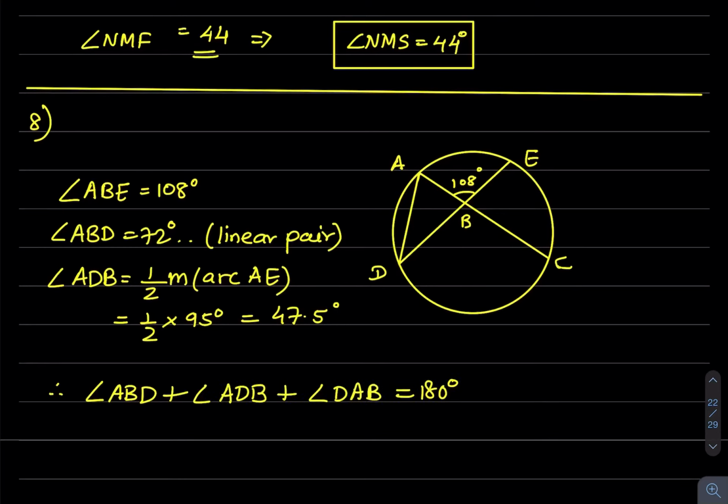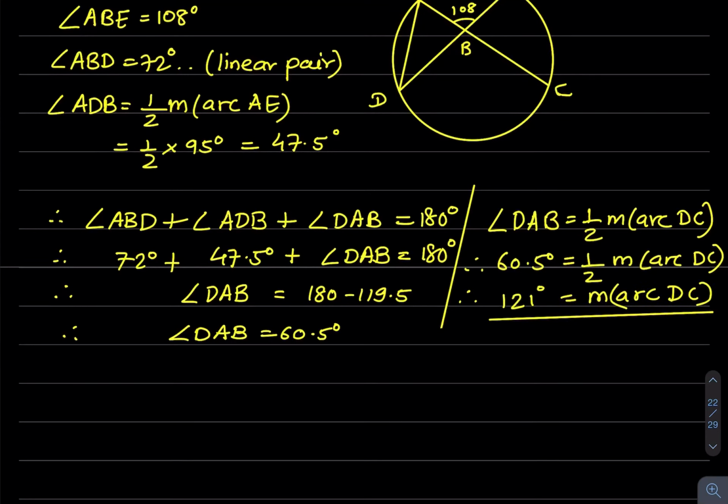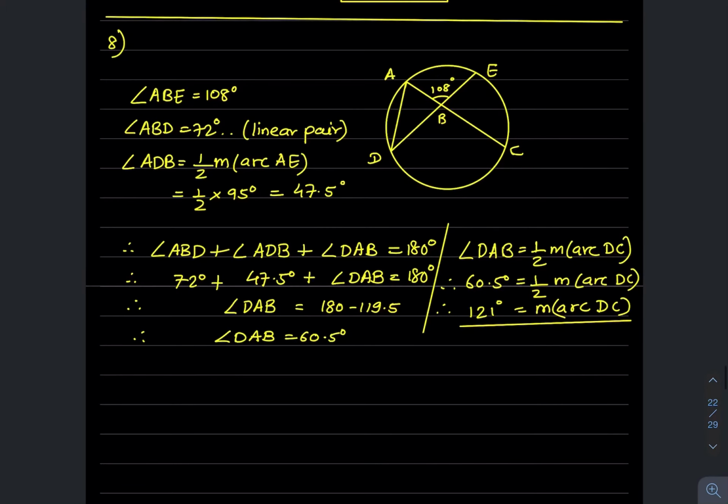Now observe here, angle DAB is the same as angle DAC, and DAC is the inscribed angle of arc DC. So by using the inscribed angle theorem, we get angle DAB equal to half of major arc DC. By solving this, we get 60.5 equals half of major arc DC. So major arc DC equals 121 degrees. So here is the end of this solution.